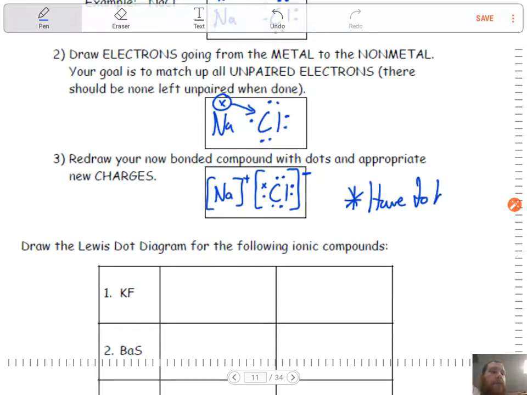Oops. You have to have charges with ions. If they don't have a charge, it's not an ion, and it's going to be wrong, because without that charge, it's telling the person grading it that this is just a neutral atom. So that number is wrong in terms of valence electrons being 8 or 0 if it's neutral. That's why it's important to have the charge.